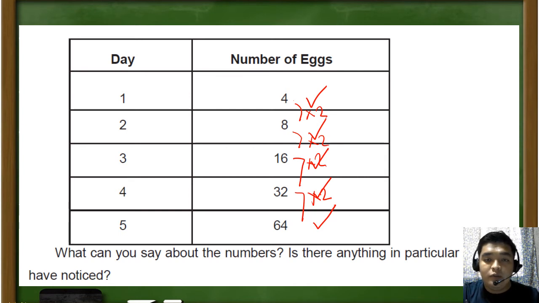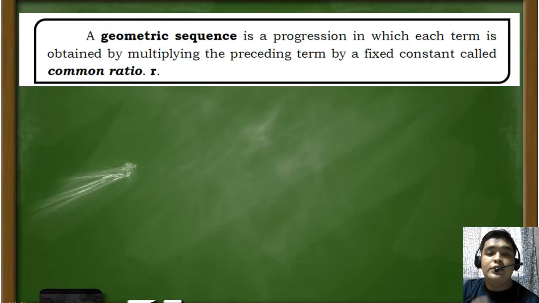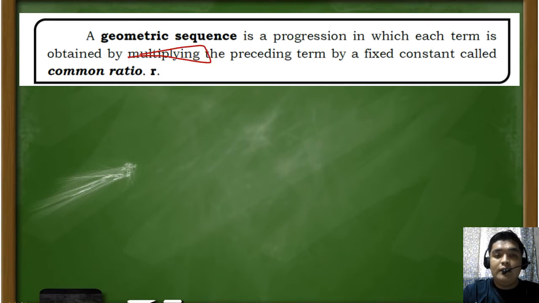So later, we will describe mathematically what this pattern is called. Okay? So that sequence is called a geometric sequence. So let's define geometric sequence. A geometric sequence is a progression in which each term is obtained by multiplying the preceding term by a fixed constant called the common ratio. Again, a geometric sequence is obtained by multiplying. Again, multiplying, take note, multiplying. The arithmetic sequence is by adding.